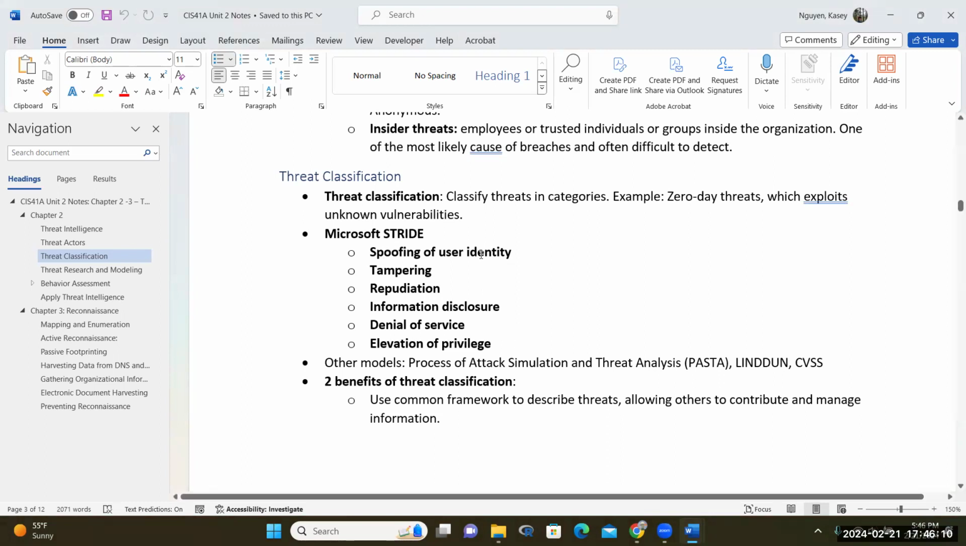Okay. So you can use this. You ask yourself, does this spoof? Yes, it belongs to the STRIDE, right? Are they tampering with my data? Yes, that belongs to the STRIDE. So it's a threat. Okay. You guys know what repudiation means?